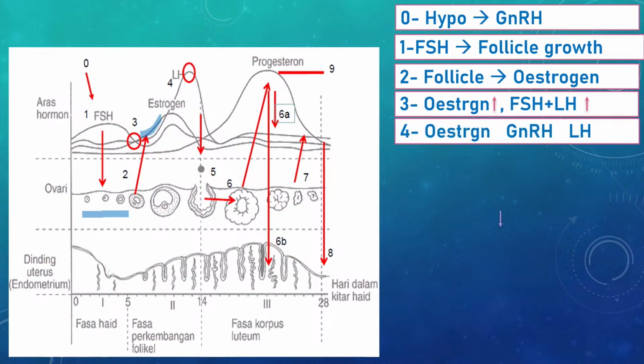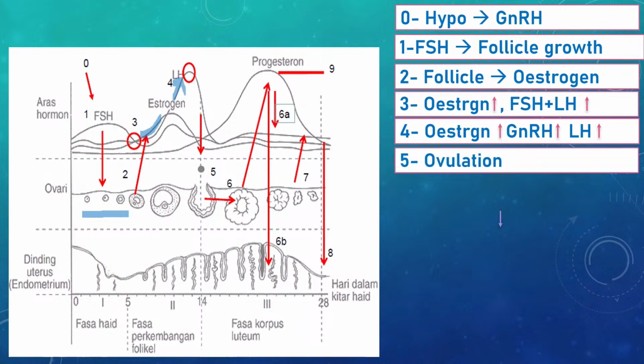So you can see a surge in LH. Estrogen increases, and the gonadotrophin will be stimulated one more time, this time to increase LH. So you can see LH continue to rise. When LH rises, it is going to promote or stimulate ovulation. Ovulation occurs on day 14.